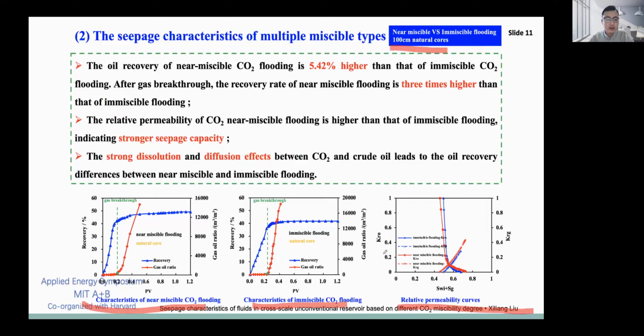So it can be speculated the strong dissolution and different effects between CO2 and crude oil lead to the oil recovery differences between near-miscible and immiscible flooding.